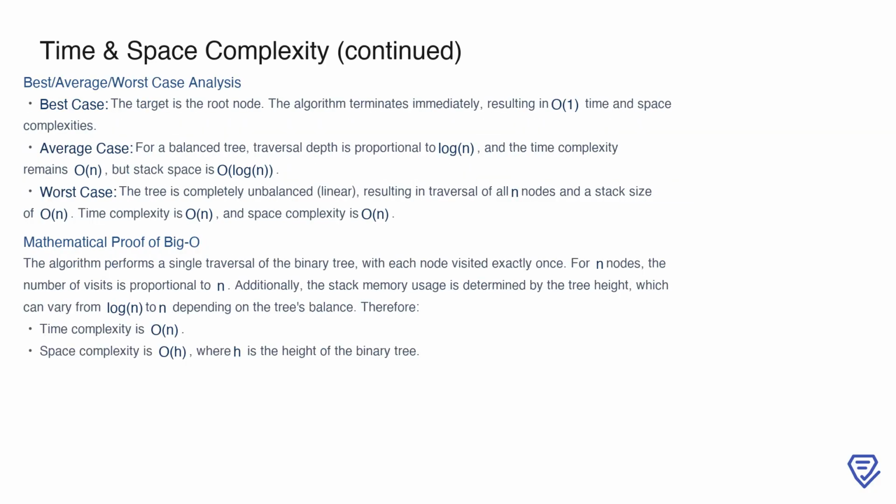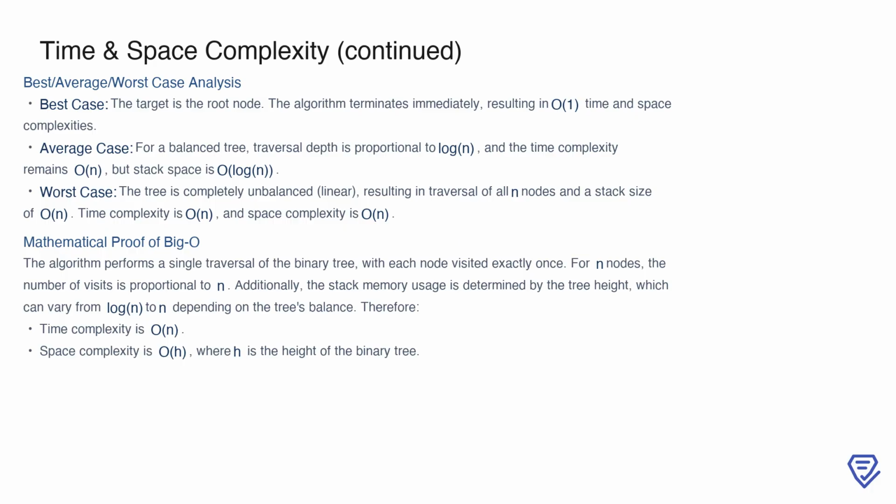Lastly, considering different scenarios, the best-case situation occurs when the target node is the root. In this case, the algorithm terminates immediately after checking the root, resulting in both time and space complexities of O(1). For the average case, particularly in a balanced binary tree, the traversal depth is proportional to log n.